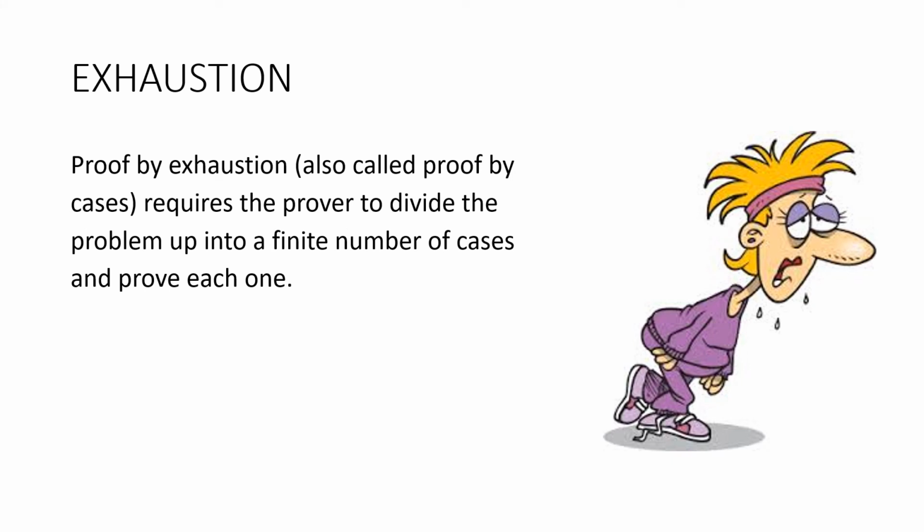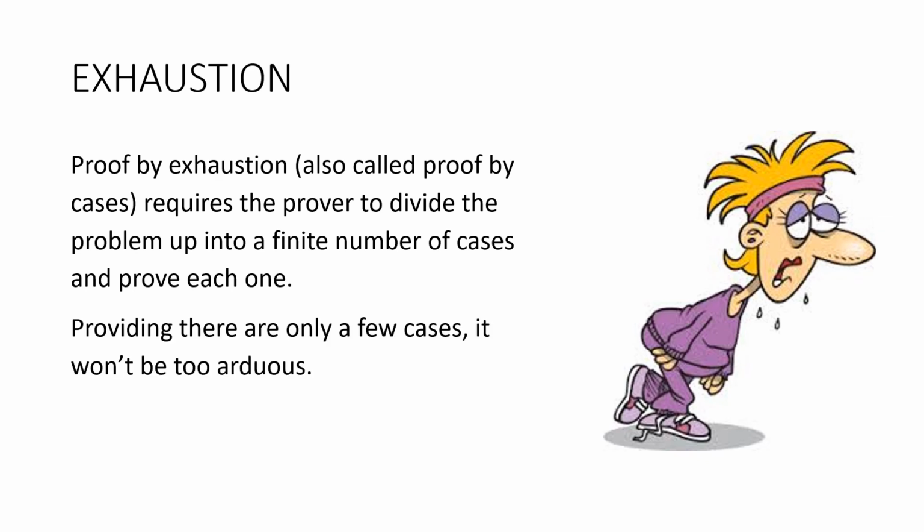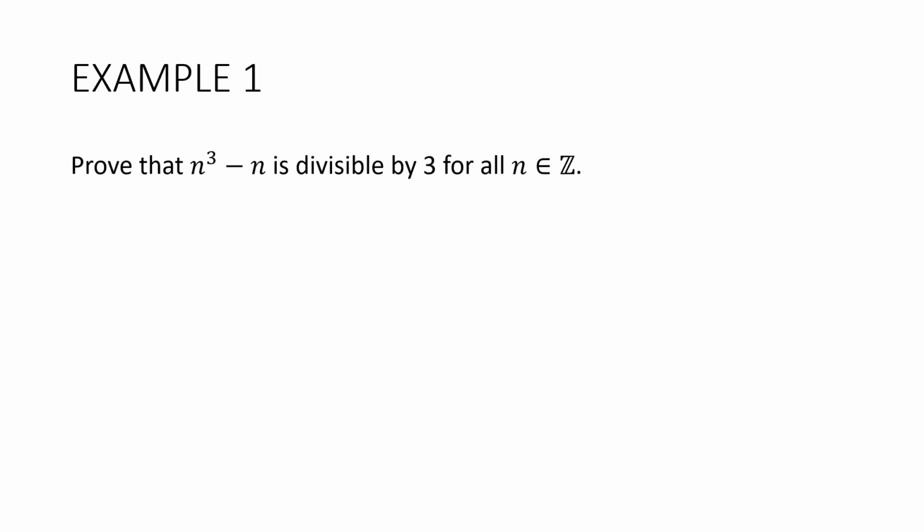And proof by exhaustion, which is also called proof by cases, requires the prover to divide the problem up into a finite number of cases and prove each one. And providing there are only a few cases, it shouldn't be too arduous. Here's our first example. Prove that n cubed take away n is divisible by 3 for all integers n.